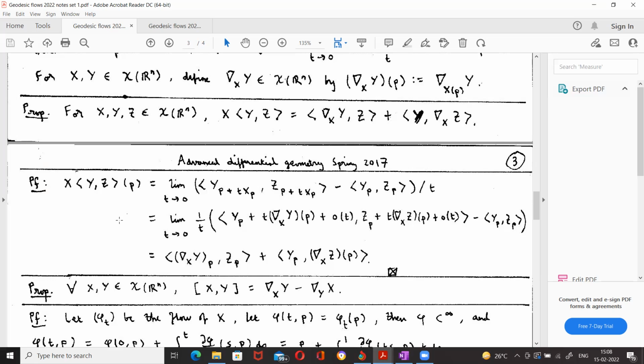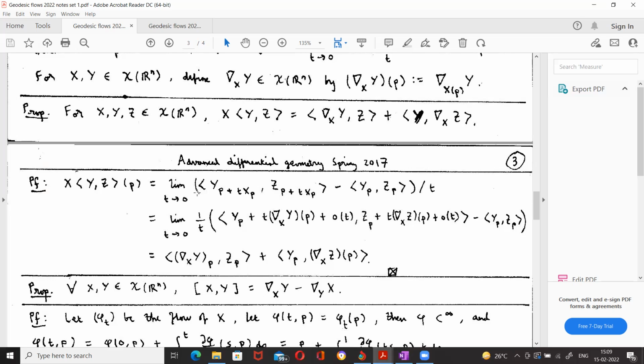So let's prove this. This X applied to ⟨Y, Z⟩ at p is the derivative of this inner product in the direction of any curve whose tangent vector at p is equal to X at p. So we can just take the straight line in the direction of X_p passing through p at time 0.